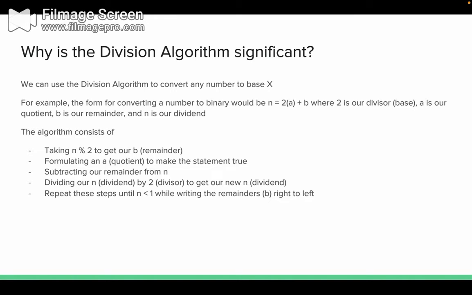So we take n modulus 2 to get our b, or remainder, formulating an a, our quotient, to make the statement true, subtracting our remainder from n, and then we're dividing our n, our dividend, by 2, our divisor, to get our new n. So we repeat these steps until n becomes roughly 1, while writing the remainders, the b's, right to left.